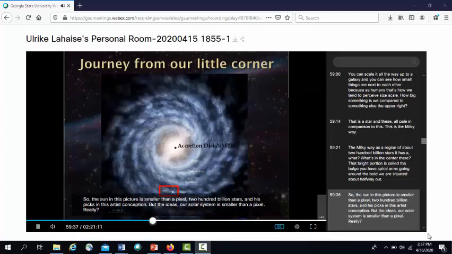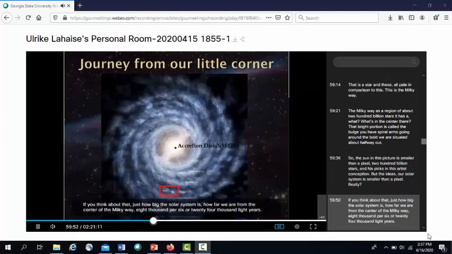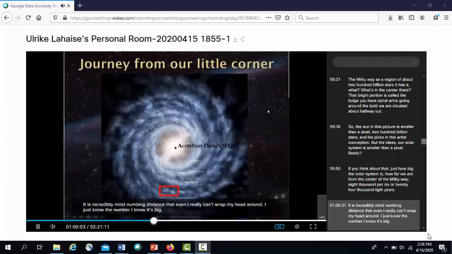So the sun in this picture is smaller than a pixel. 200 billion stars in this artist conception, but the idea is our solar system is smaller than a pixel in this. Really, and if you think about that, just how big the solar system is, how far we are from the center of the Milky Way, 8,000 parsecs or 24,000 light years. It is an incredibly mind-numbing distance that even I really can't wrap my head around. I just know the number. I know it's big.